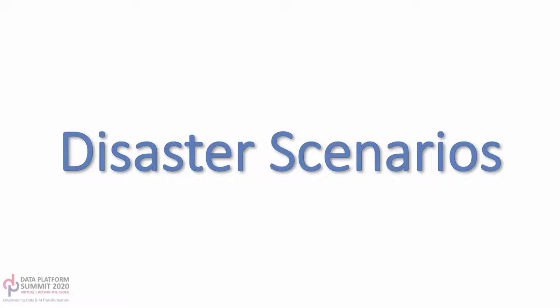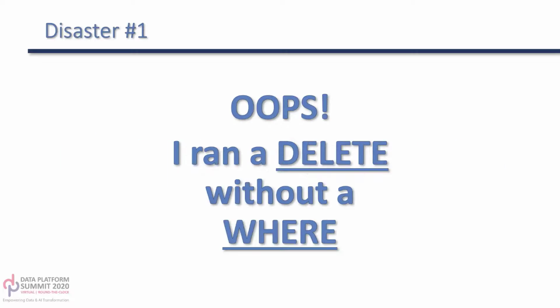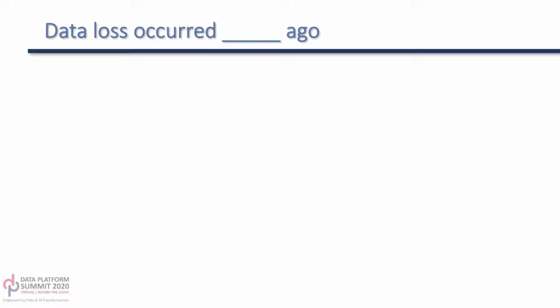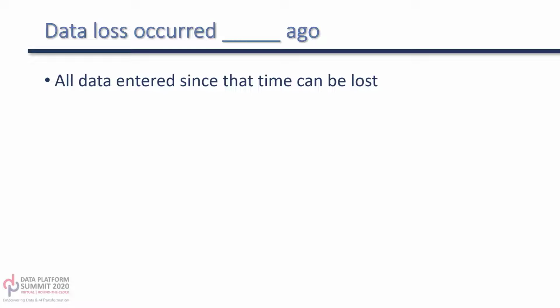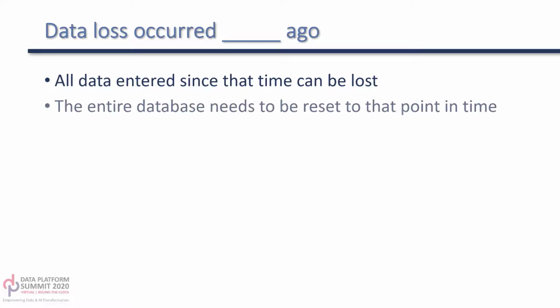So one of my favorite types of disaster, and it's important to remember that this is a disaster too, is the oops, I ran a delete without a where clause, right? This is a bit different than a server exploding or a data center disappearing, because the data's there, you just deleted it or logically corrupted it for lack of a better term. The data's now wrong. It's still intact, so it will probably survive your high availability systems, but we have a big problem. So if a data loss occurred a certain period of time ago, and the data that's been entered since that time can also be lost, and we need to bring the entire database back to a point in time before this disaster occurred, well, we have options.